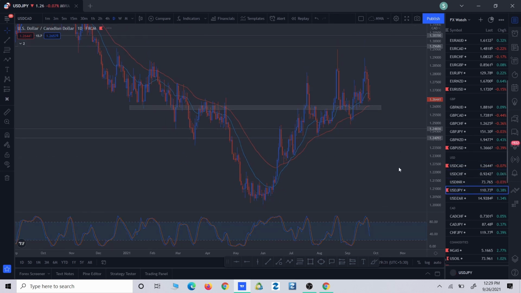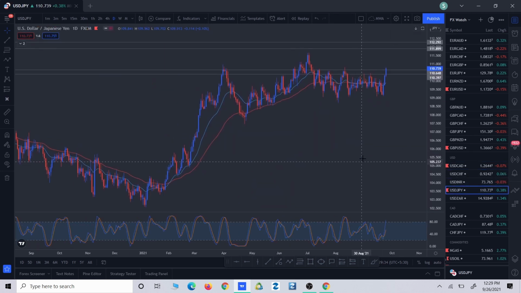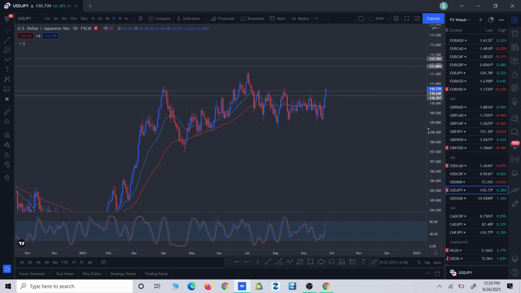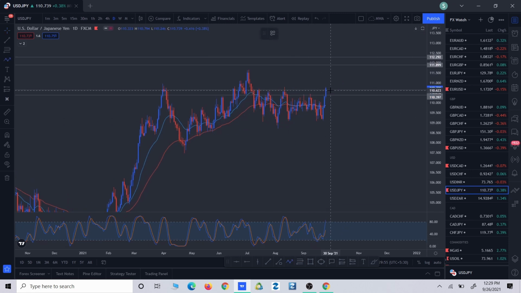Next, we are going to talk about USDJPY. So USDJPY, as we can see, starting from here, we have the low, lower high, lower low, same high, lower low, and same high, and then we made this low, and right now the price is right into the previous resistance zone.